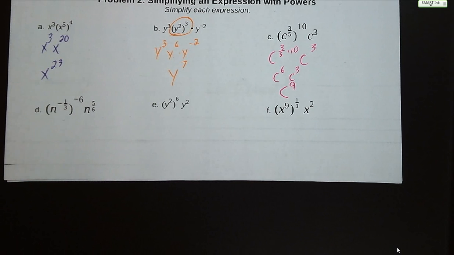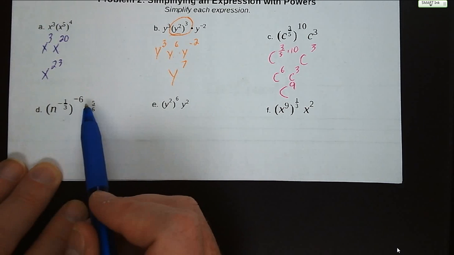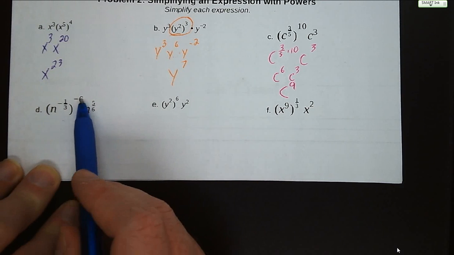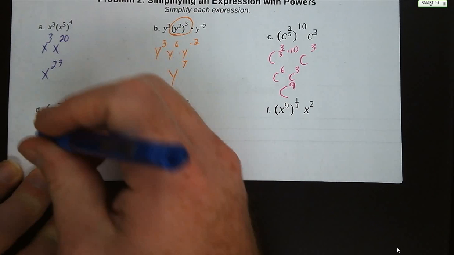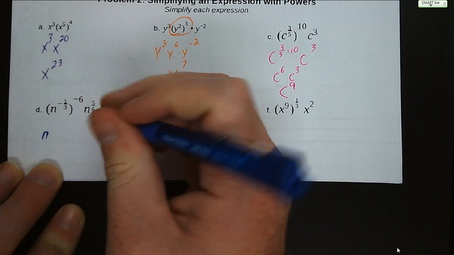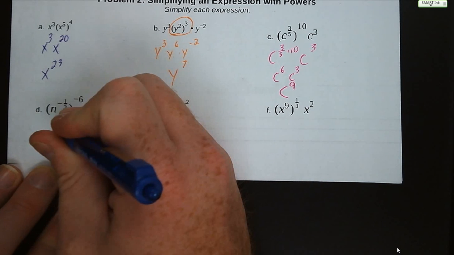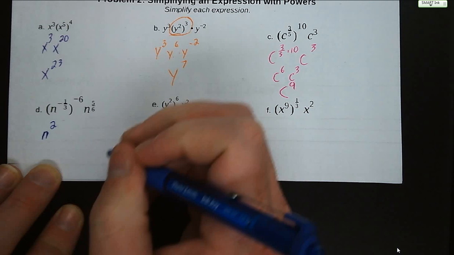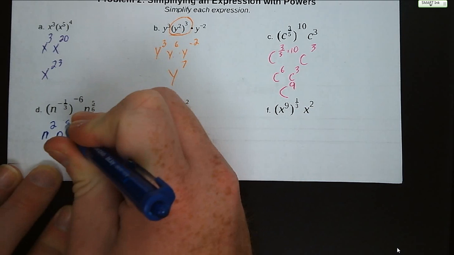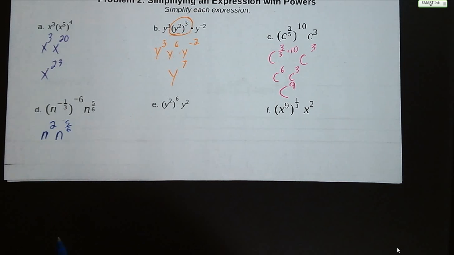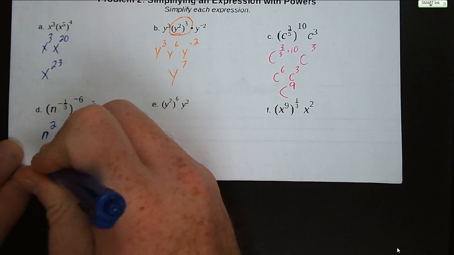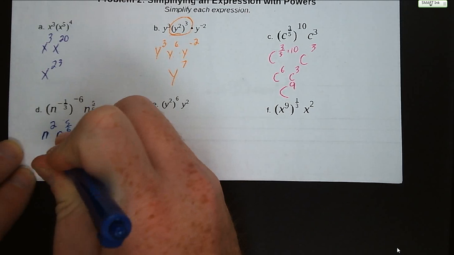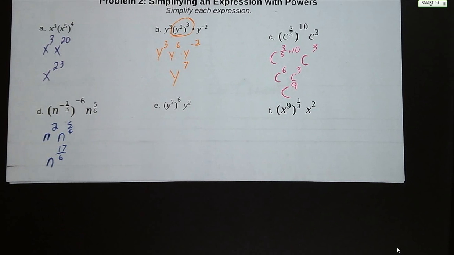All right. Letter D, we have two negative exponents, so when we multiply -6 times -1/3, a negative times a negative is a positive. So we have n to the 6 times 1/3, that's just going to be 2. So we have n squared times n to the 5/6. 2 plus 5/6, we're just going to write this as an improper fraction. So 2 would be 12/6, plus 5 is 17/6. So n equals 17 over 6.